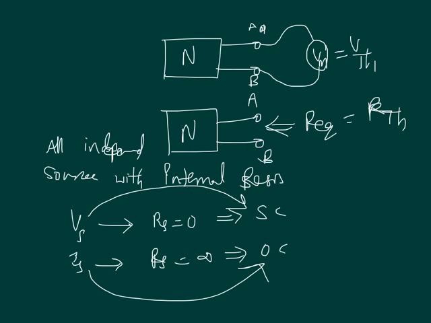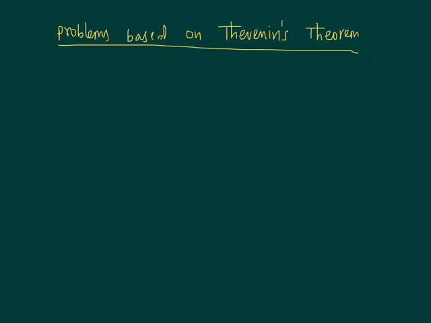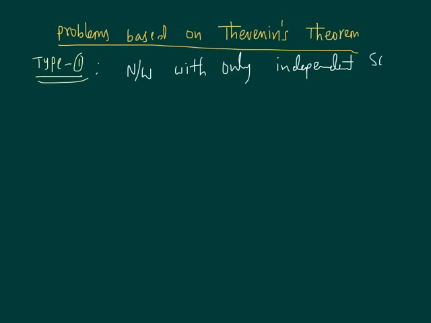Problems based on Thevenin's theorem. Basically we have three types of problems here. Problem type 1: network with only independent sources. In this we will calculate VTH and RTH.